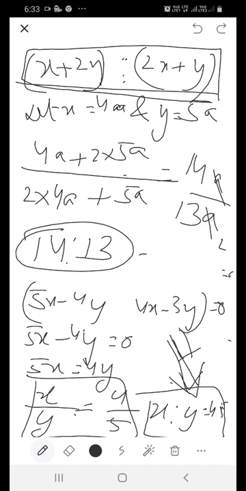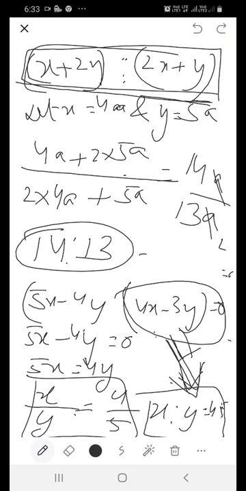I have calculated one for you by taking x is to y as 4 is to 5. The other value you are going to get from the other factor of x is to y. Substitute that in this and you are going to get one more value.